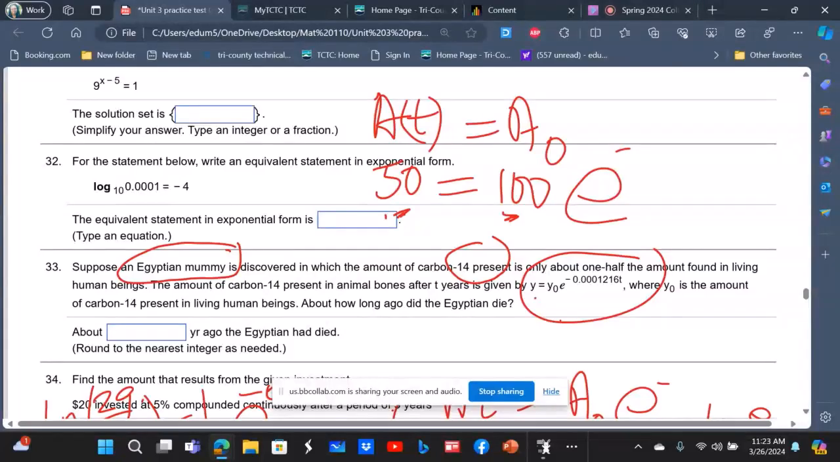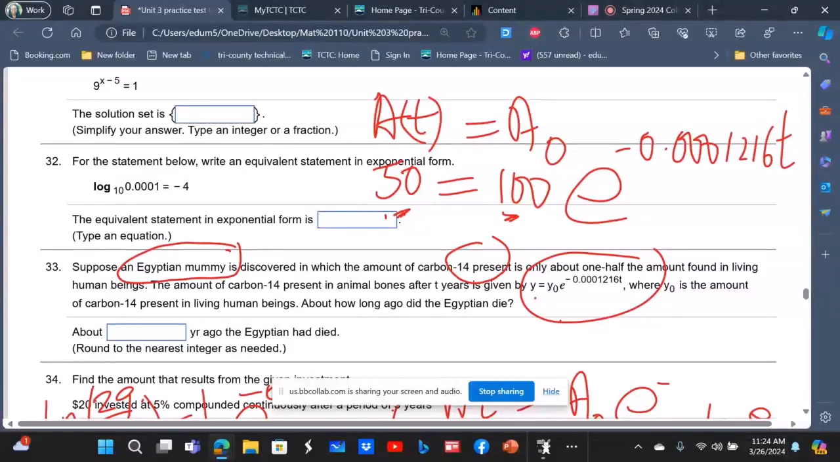E is 2.718, greater than 1. In other words, E is the same as B here. E is bigger than 1, but the exponent is negative. So since the exponent is negative, it's a decay. That's what I'm trying to stress. So the exponent is negative 0.0001216 t.